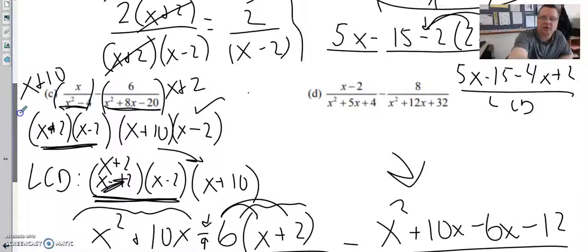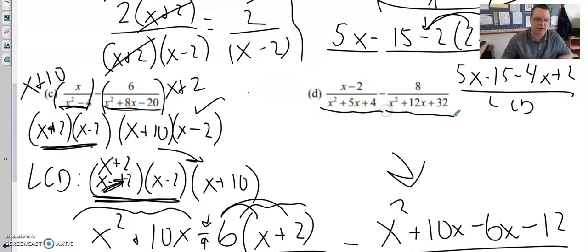Okay, bring questions with you. What I would like you to do is factor these two denominators, and then I'll have them done in class. All right, not bad.